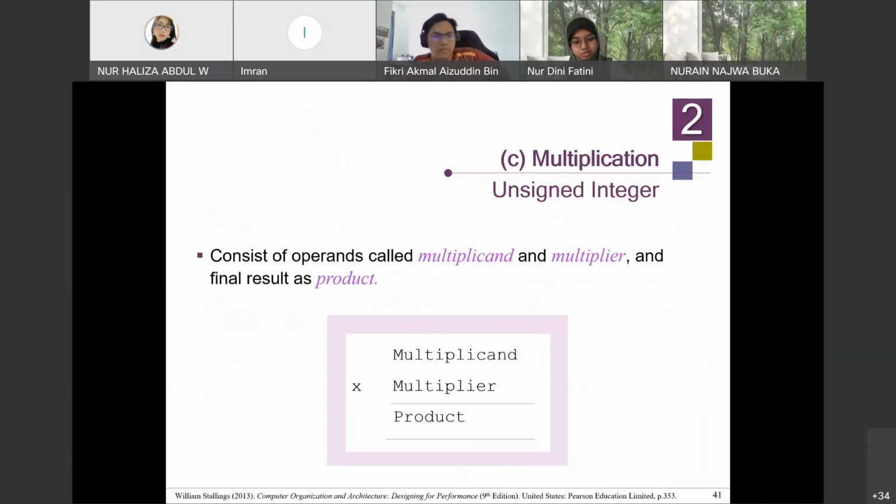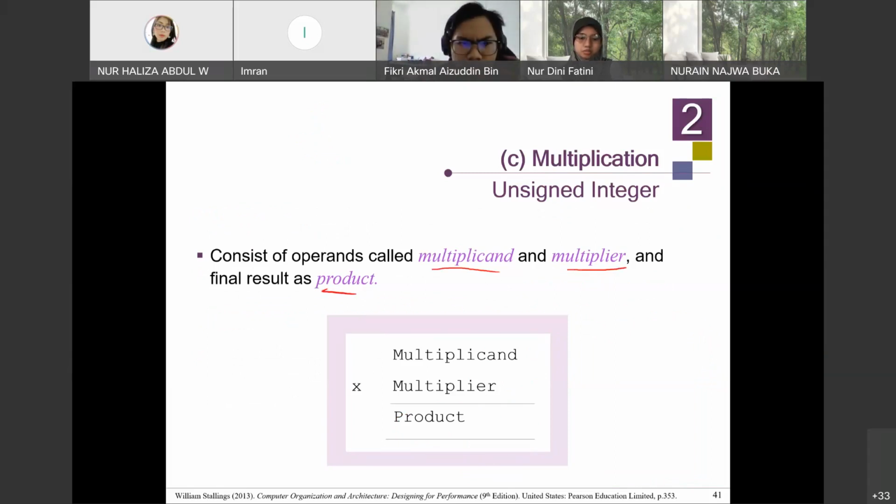This one is unsigned integer. The normal multiplication system for mathematical. You're going to have multiplier, multiplicand, multiplier, and product. Okay. This name, please remember.